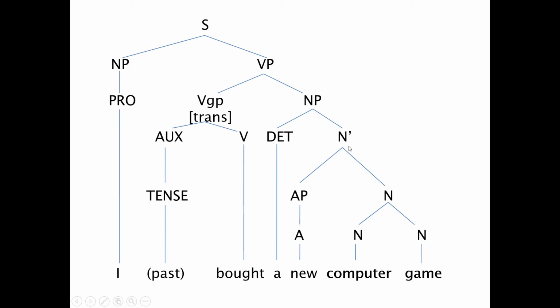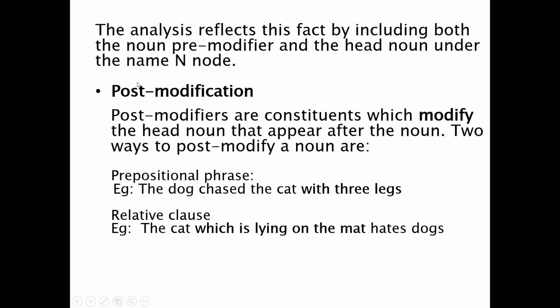So when we have this mark or this sign, it means that we have double noun, okay? Double. So remember we have computer and then we have game, but that is the head noun. That is the head noun. Okay, that is the most important element in the noun phrase. The analysis reflects this fact by including both the noun pre-modifier and the head noun under the name and note.